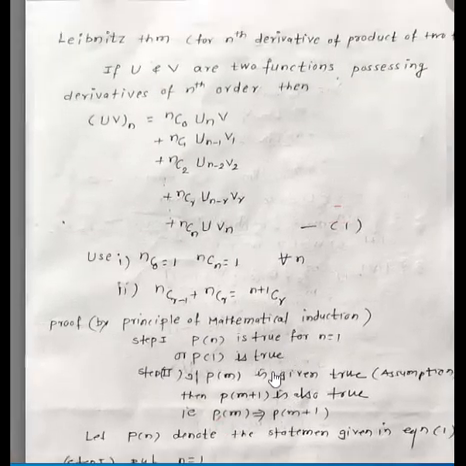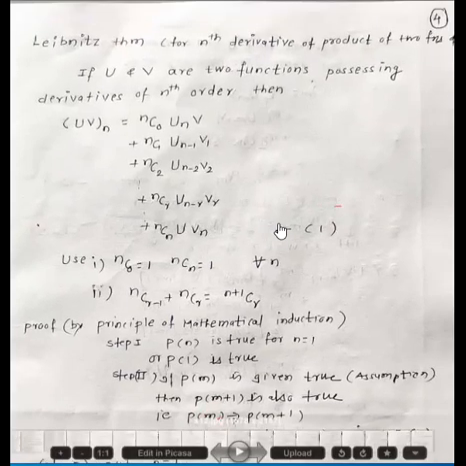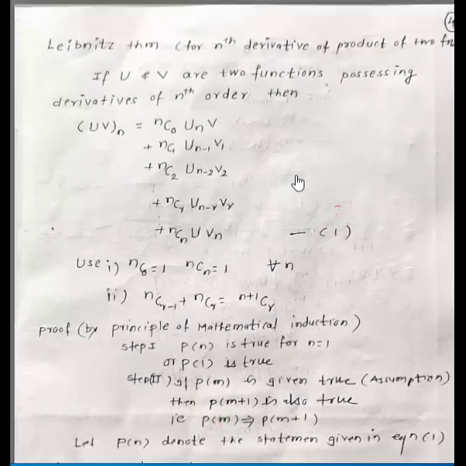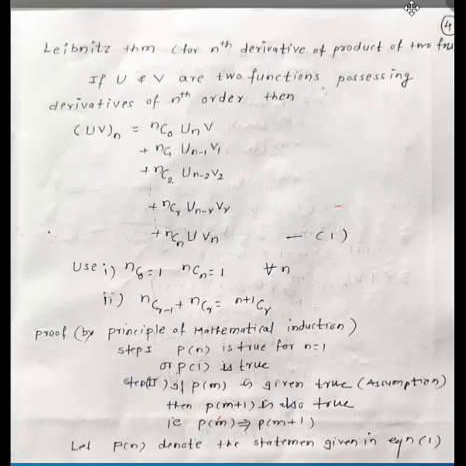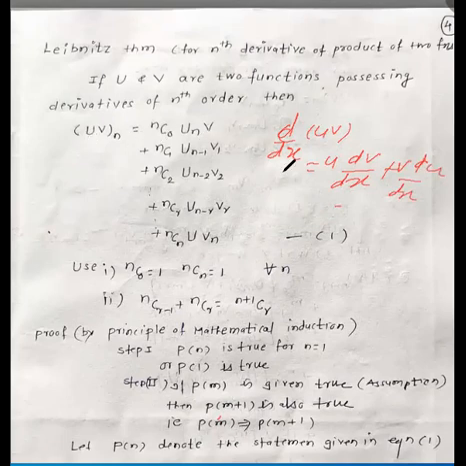Now the next theorem is an important theorem, Leibniz theorem. What does it give? We know the derivative of the product: first function times derivative of second plus second function times derivative of first. So this is the first derivative. Now we want the nth derivative of u into v, and the nth derivative of u into v is given by this expression.